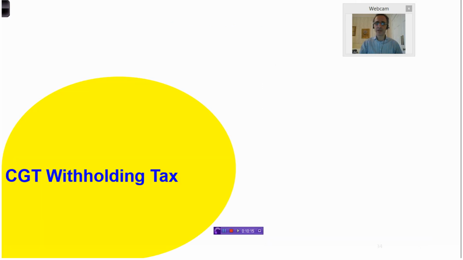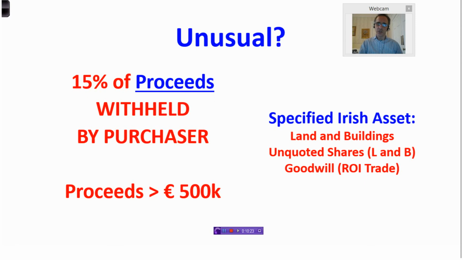Okay, moving on from there, CGT withholding tax. This is quite unusual but sort of straightforward in one sense. Really, what we're saying is that the Revenue have a restriction in certain circumstances, i.e. on the sales of certain items, where it requires the purchaser to withhold 15% of the proceeds. In other words, not 15% of the gain, 15% of the proceeds. So just watch out for that.